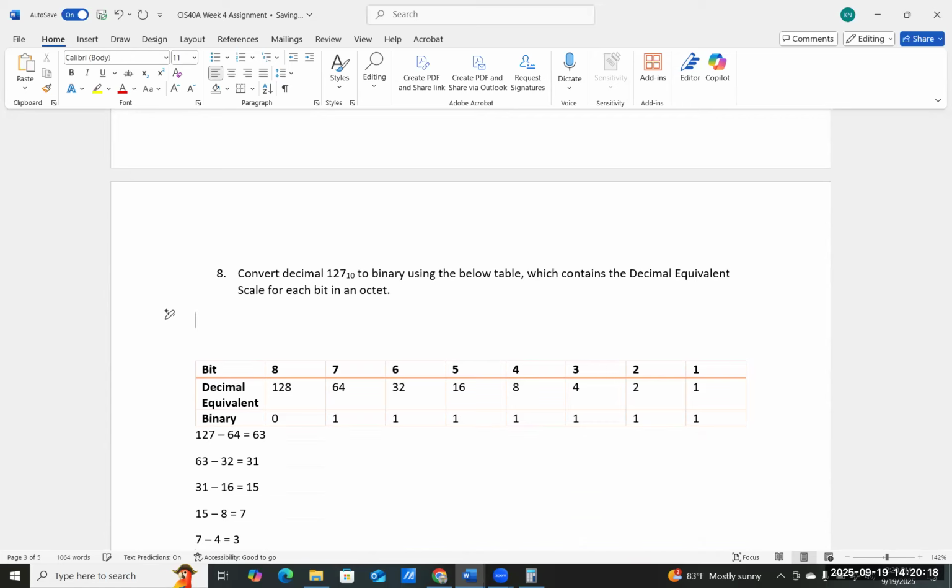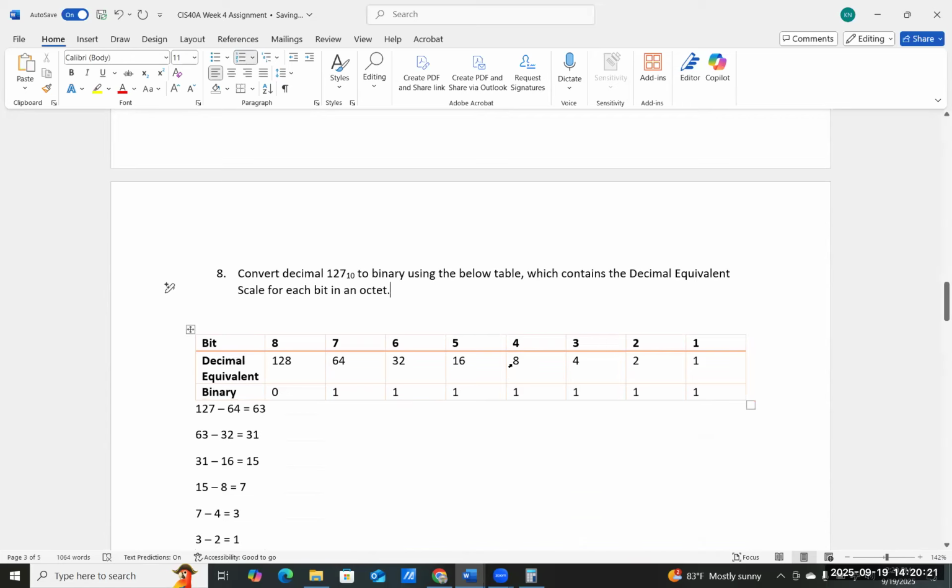Okay, so now let's do 127. When do I see 127? Well, that's the loopback address, right? We talked about how we can ping a loopback address, 127.0.0.1. So that 127 value, can I convert that to binary?